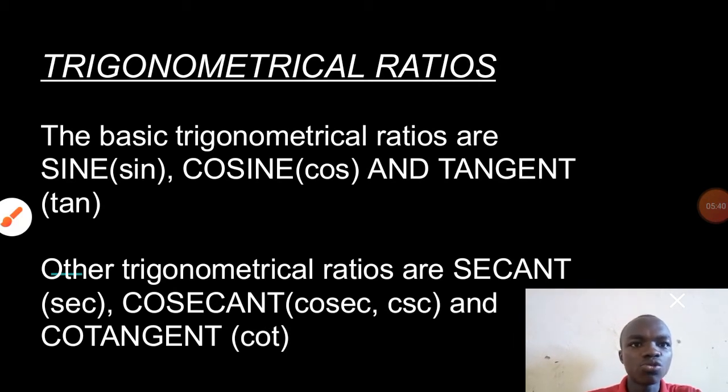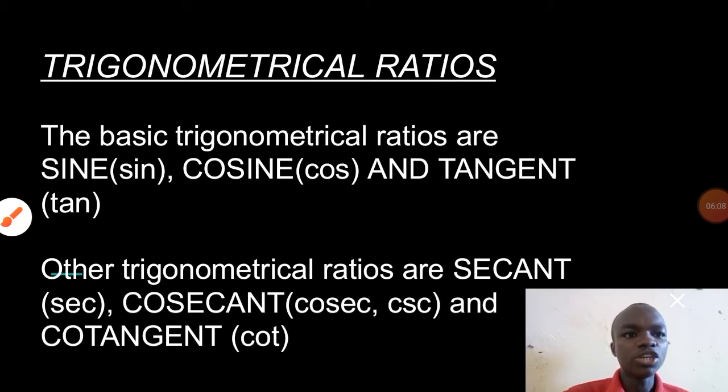Trigonometrical ratios. So what are these trigonometrical ratios? Remember, we say trigonometry is the study of sides and angles of triangles. So what are these trigonometrical ratios? Remember, we said trigonometry studies the relationship between a side of a triangle and the angle. It shows the relationship between the side of a triangle and the angle.